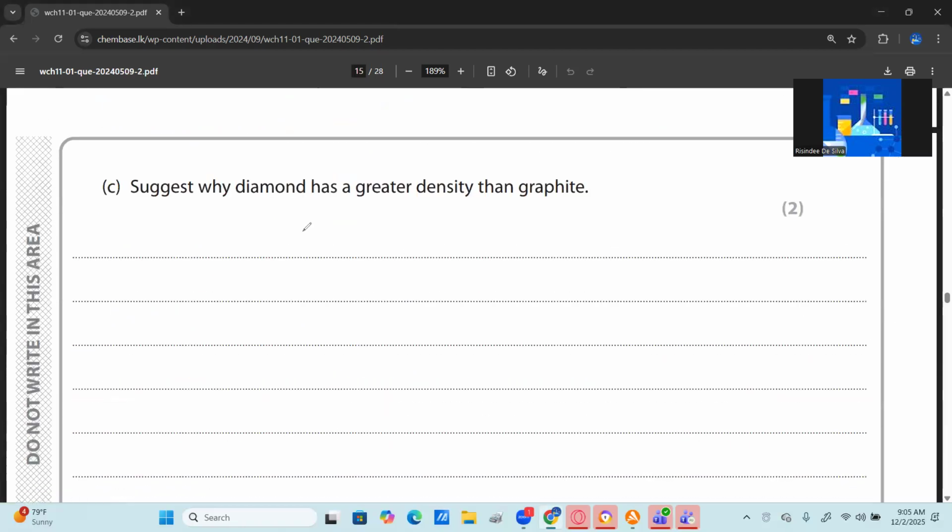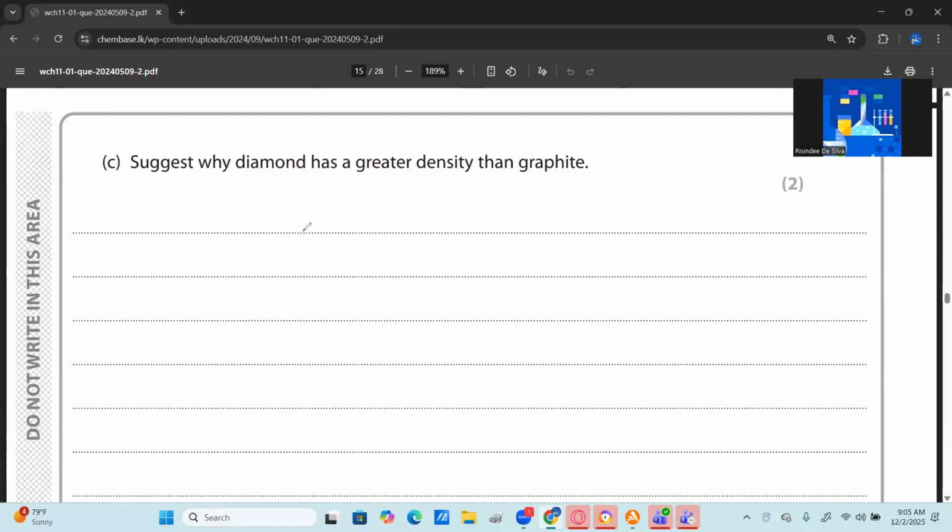Suggest why diamond has a greater density than graphite. So we know in graphite, there can be spaces between the layers. So when you have spaces, the density decreases. But in diamond, there's no place for spaces. Therefore, it has a high density.